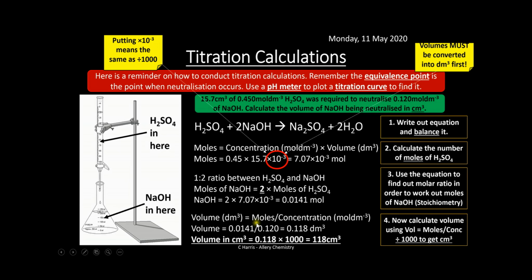So here we've got the volume in decimeters cubed, the number of moles that we've just worked out, which is here, divided by the concentration, which we were told about over here, and that's going to give us 0.118 decimeters cubed. Now, to get to centimeters cubed, we need to multiply that by 1,000, and that gets us to 118 centimeters cubed. So that should be multiplied by 1,000 because it's wanting us to work that out in centimeters cubed. Okay.